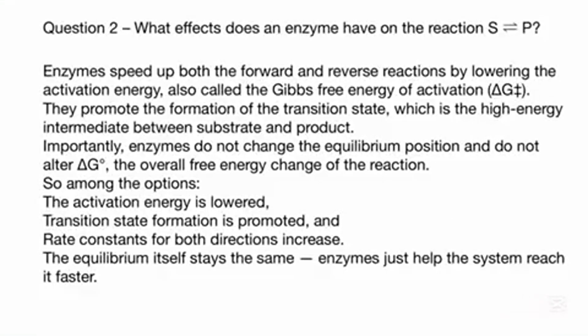Enzymes speed up both the forward and reverse reactions by lowering the activation energy, also called the Gibbs free energy of activation. They promote the formation of the transition state, which is the high energy intermediate between substrate and product. Importantly, enzymes do not change the equilibrium position and do not alter the overall free energy change of reaction. So among the options, the true ones are the activation energy is lowered, transition state formation is promoted, and rate constants for both directions increased. The equilibrium itself stays the same. So enzymes just help.